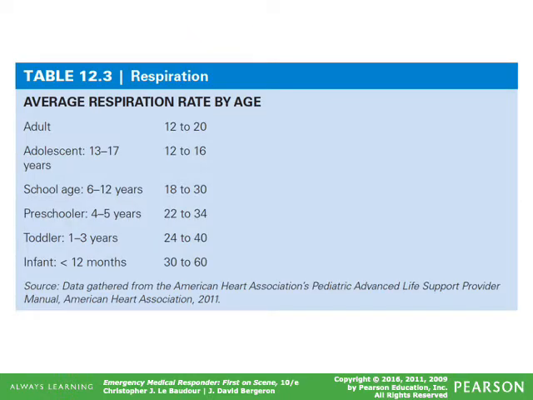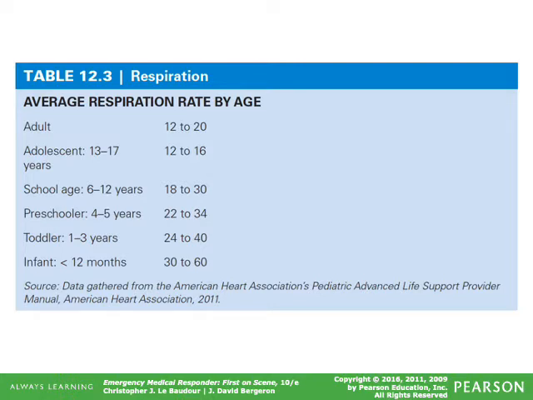All right, average respirations by age. These can be pretty significantly different depending on the age. Adults generally breathe 12 to 20 breaths a minute. Adolescents are close to the same as adults, but you're going to see 12 to 16 breaths per minute. School-age children, this starts to increase. You'll see a rate of about 18 to 30.